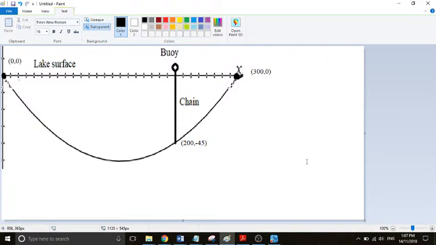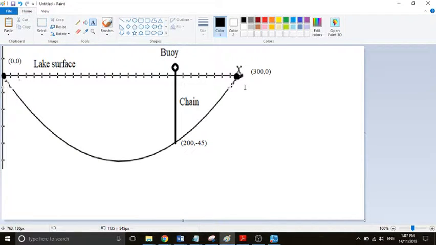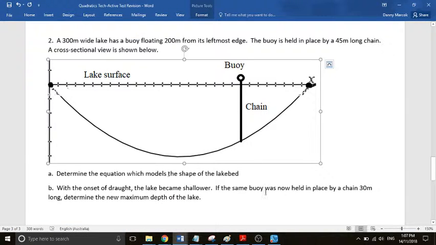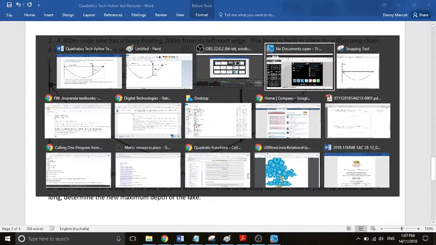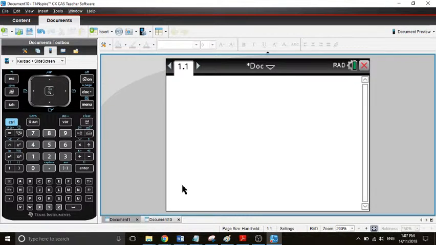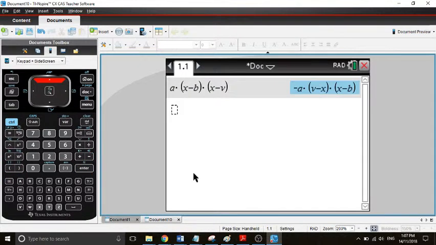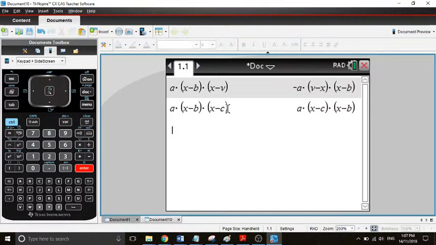Now, first question. We've got our two x-intercepts, and also another point here. So that's 3 points. With this, we use factor form to determine the equation. We know we've got a times x minus b, x minus c. Whoops, shouldn't be a v, should be a c. Why has it done that? Something must be stored in v. Anyhow, that's what we've got there.